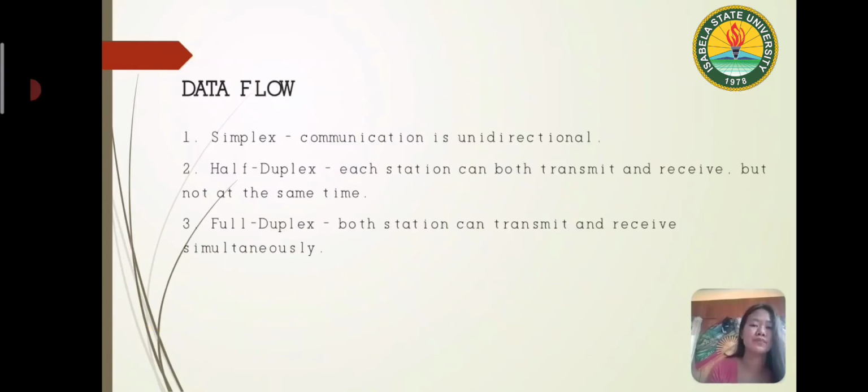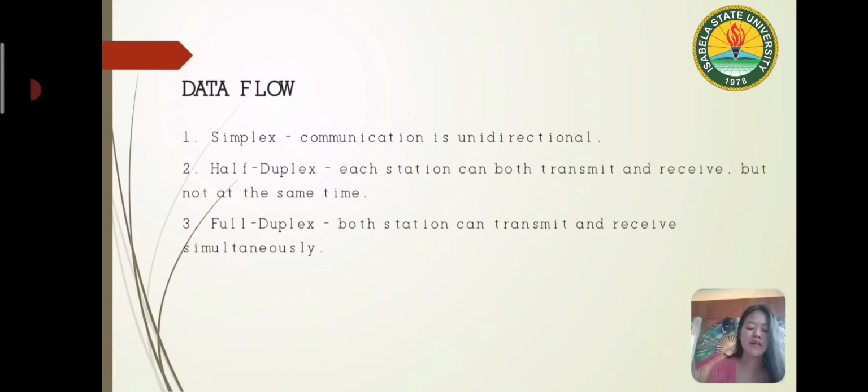Data flow. First, simplex communication. Simplex communication is unidirectional. In simplex mode, the sender can send the data but cannot receive the data. It is unidirectional communication. Example, keyboard and monitor. Second, half duplex. Each station can both transmit and receive, but not at the same time.